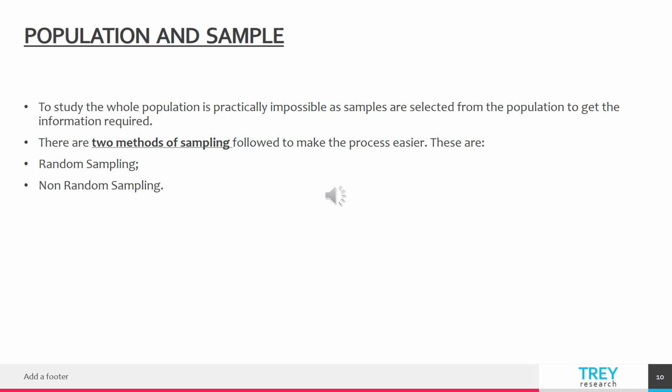Now, in a country like India, where the population is so huge, it is very difficult to practically collect the data of the whole population. So there is a certain method of sample collection followed by the data collection centers. To study the whole population is practically impossible, so samples are selected from the population to get the information required. So sampling methods are used. There are two methods of sampling. One is random sampling and the other is non-random sampling. Let's see their meaning.